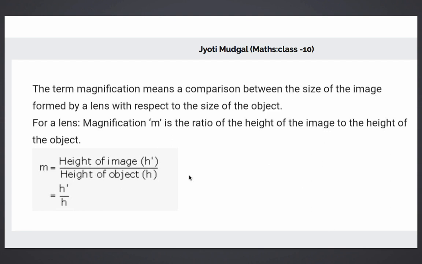When am I saying that the magnification is equal to 1, students? What does it mean to us? It means that the image and the object size are the same. So here we are going to talk about this particular term called magnification. Magnification means a comparison between the size of the image formed by a lens with respect to the size of the object.